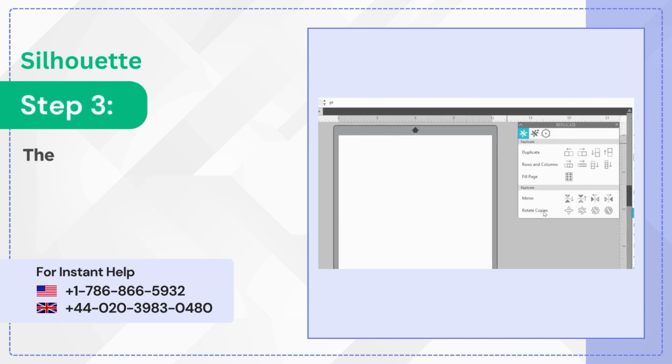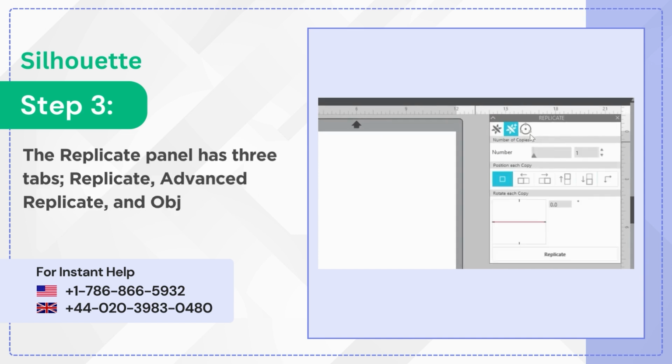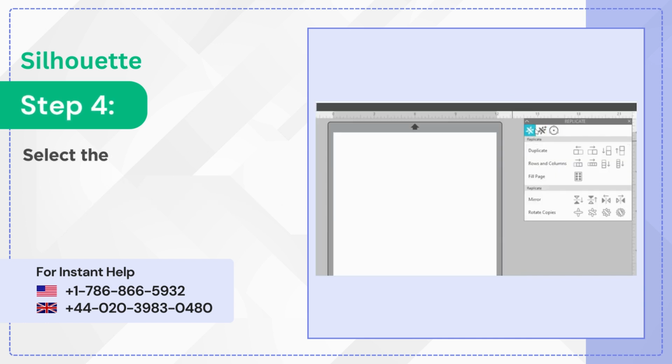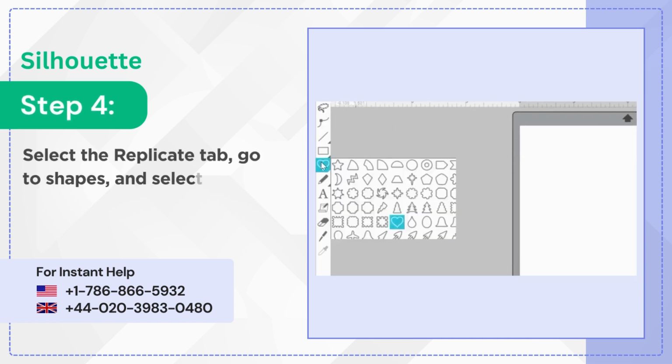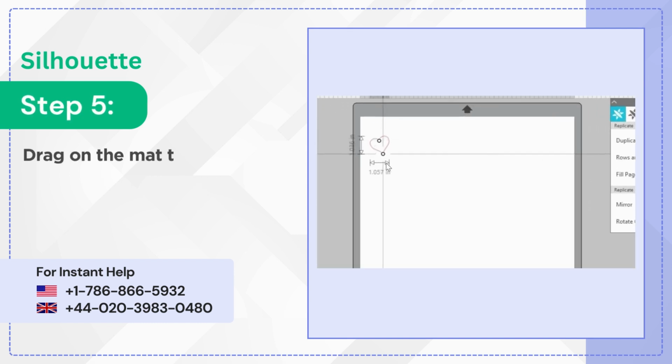Step 3. The Replicate panel has 3 tabs: Replicate, Advanced Replicate, and Object on Path. Step 4. Select the Replicate tab, go to Shapes and select one. Step 5. Drag on the mat to insert the shapes.